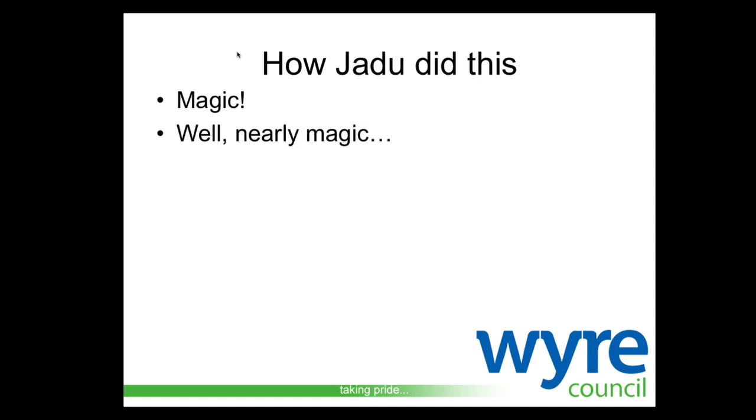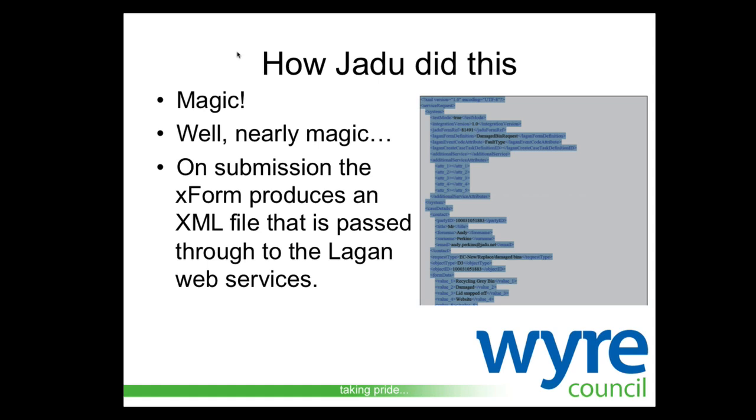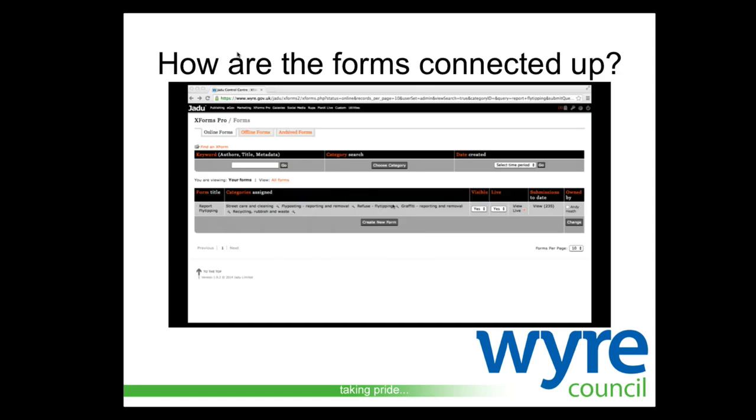So how did Jadu do this? Magic. Well, nearly magic. In a simple way, on submission of an eForm, it produces an XML file that gets passed into the Lagan Web Services, and then Lagan has got all the data that it needs to create the case. So how are our forms actually connected up?